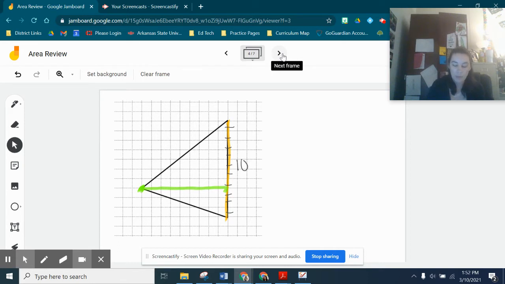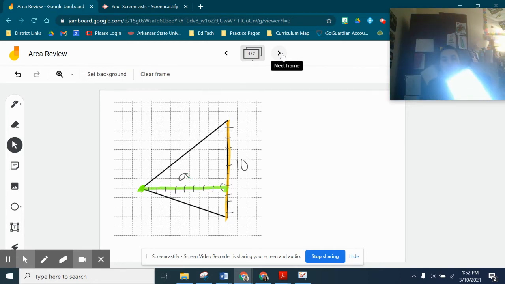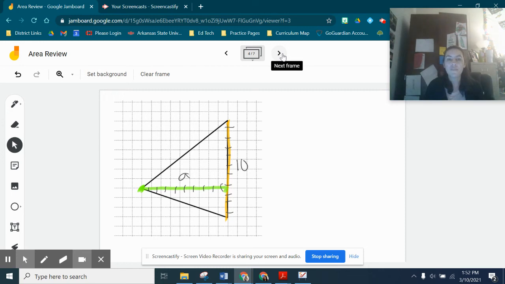So that height would be, and let me switch back to my marker, 1, 2, 3, 4, 5, 6, 7, 8, 9. So you kind of have to think, if I turn it, it turned with me, but I have to imagine if I turned it sitting up, that would be my highest point. So then we're going to come over here and we're going to use our formula.